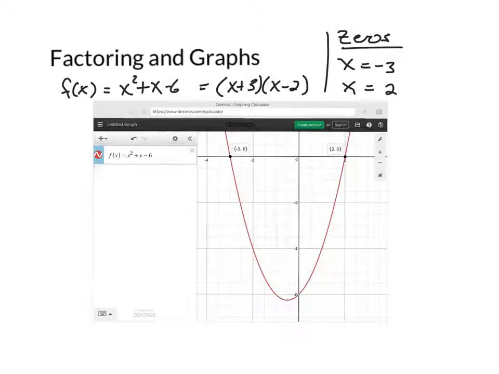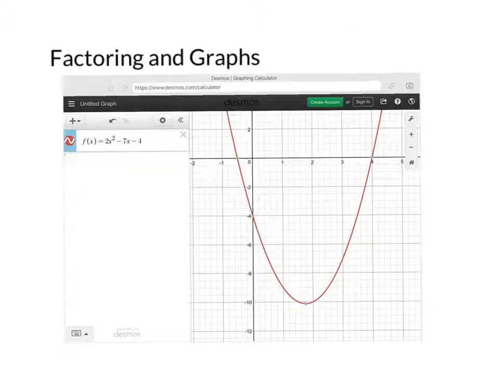All right, so I'm going to go through one more example where I'm going to give us a function, and we're going to look at the graph, and see if we can use the graph to write out the factored form of our quadratic. All right, so I'm going to clean this up, and then we'll be right back.